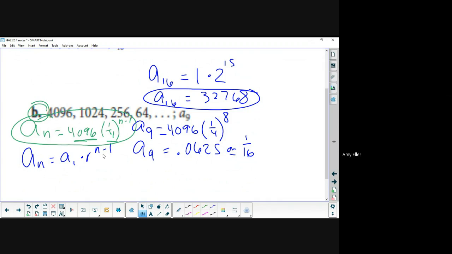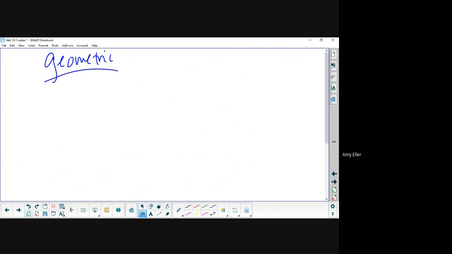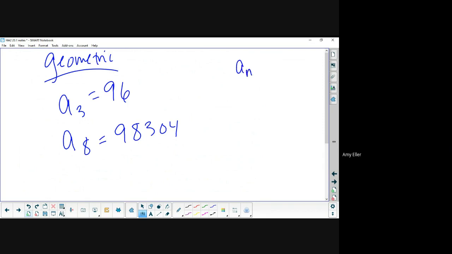Questions on geometric? Okay, let me give you some more difficult ones. Put this anywhere in your book or scratch paper. I will tell you this one is geometric. I'm just going to let you brainstorm with this for a minute by yourself. I want to see if you can write me a formula for a sub n.